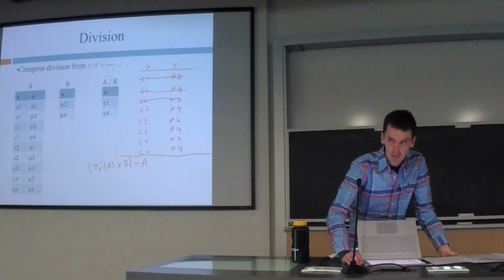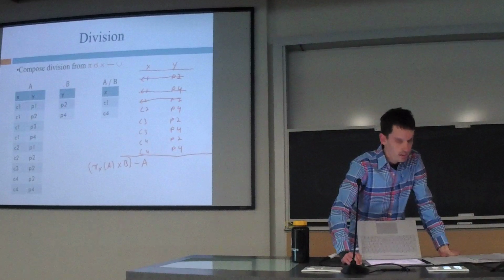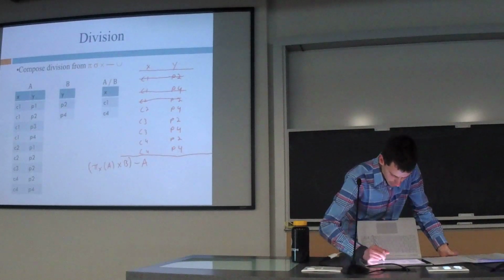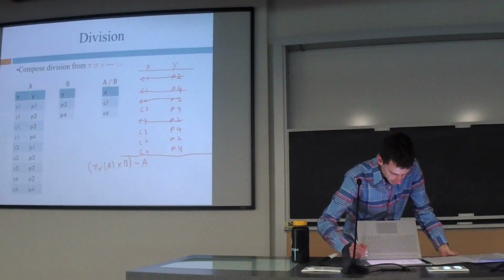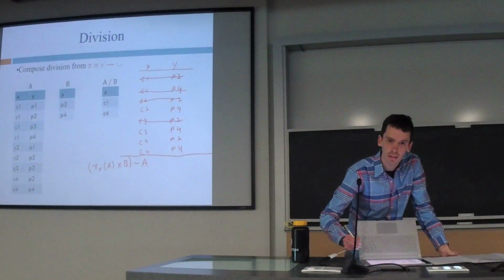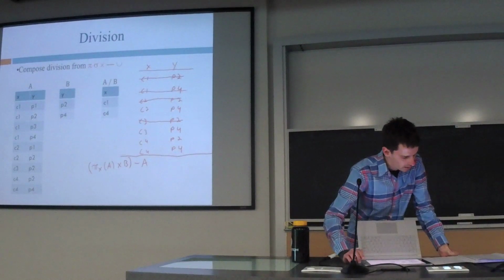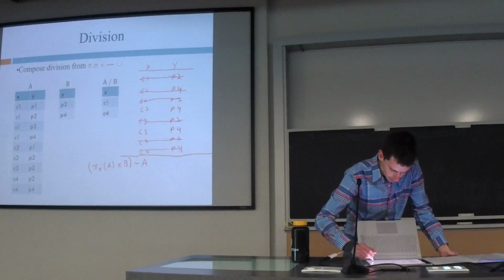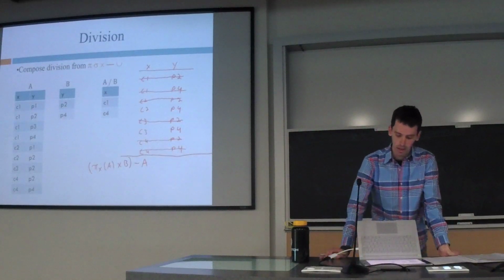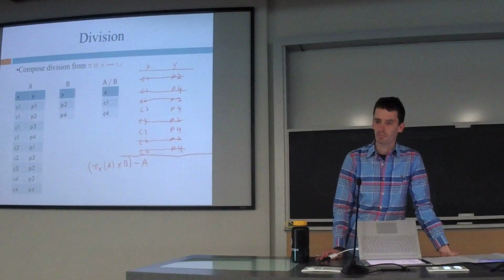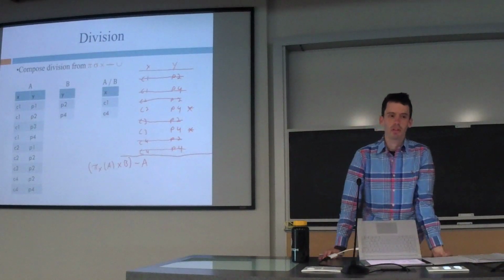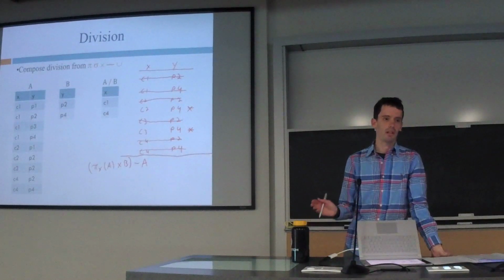C2, P4 does not show up in A. So we leave it there. C3, P2 is gone. C3, P4 remains. And the other two, C4, P4. Okay. So that's after subtracting out A. Now what I'm left with, let me just asterisk these things. I'm left with the combinations of cars and parts that are not real.